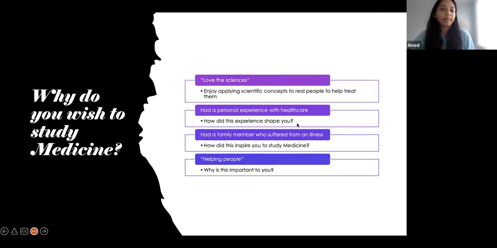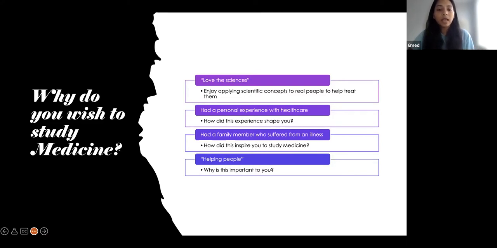And if you have had a personal experience with healthcare, you need to go into a little bit more depth and say, how did that experience shape you? And why did that experience particularly strike you and make you interested in pursuing a medical career? If it was something to do with a family member who suffered from an illness, how did that inspire you to study medicine? And if it's because you want to help people, why is helping people important to you over other aspects?